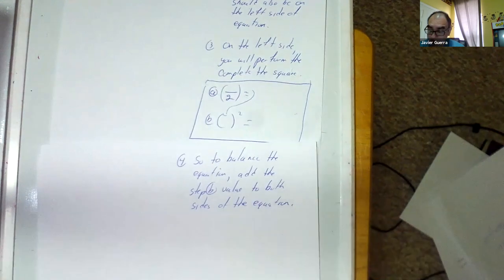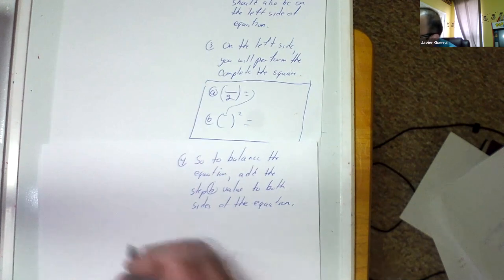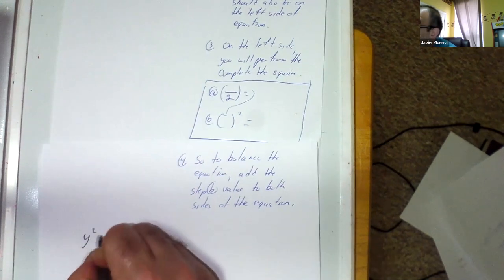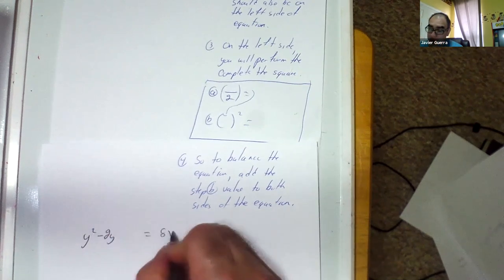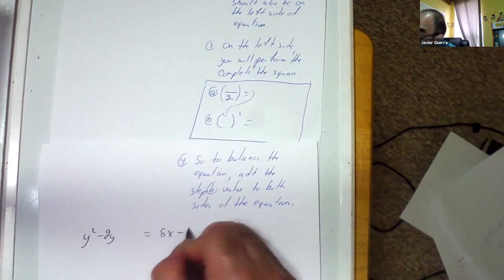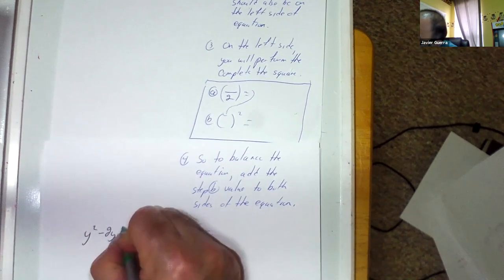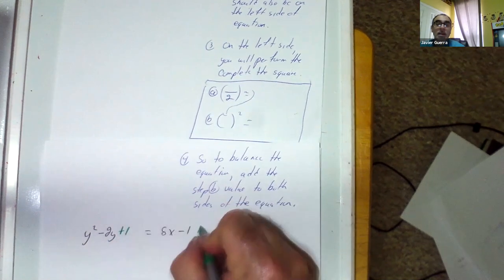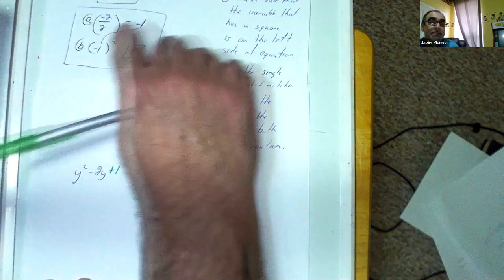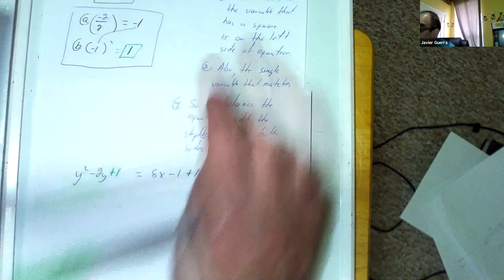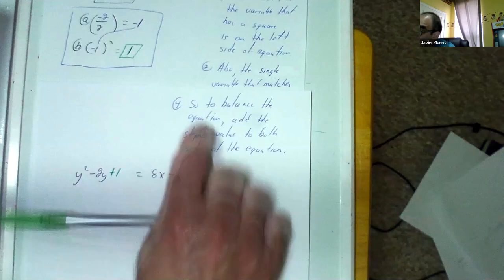All right, so I'm gonna bring down the problem again. So what was it? Y squared minus 2y equals 8x minus 1. So you get your 1 and you put it on both sides. That one that we got when we did to complete the square, you're going to place it on both sides, just like that.